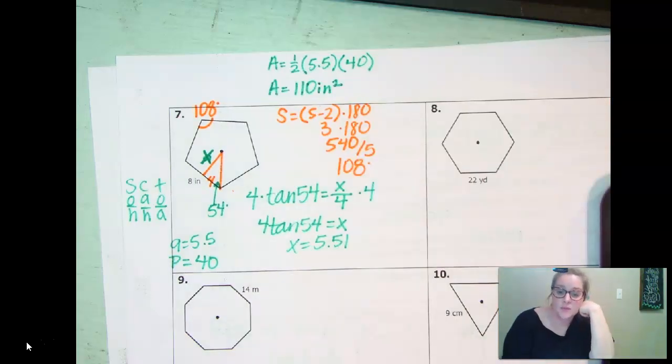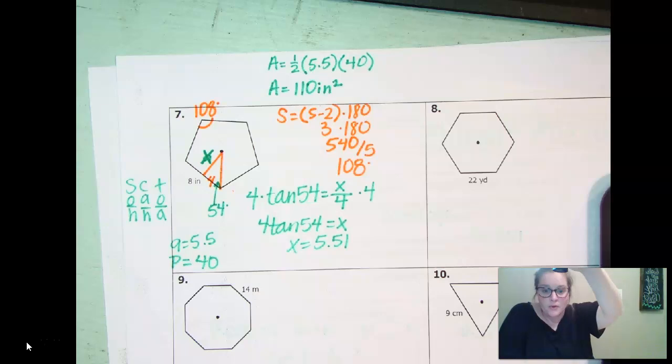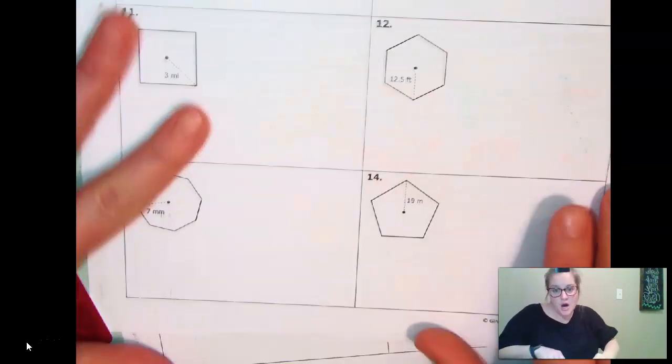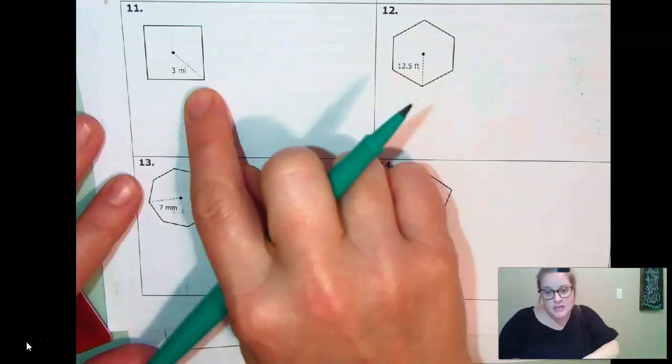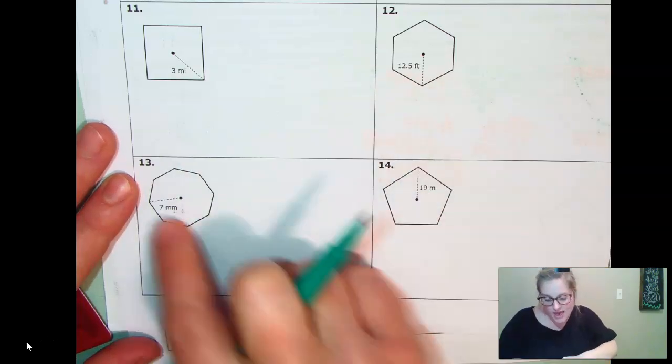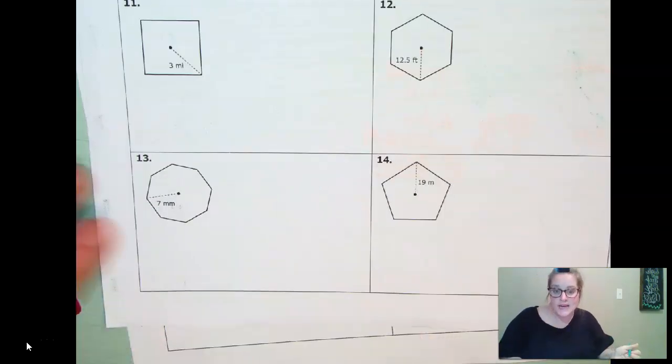So that's how you would do it if you are missing the apothem. Okay, you're still using that right triangle. This one we just used SOHCAHTOA because that's what we were given. Okay, the next four down here below are giving us the radius. You can see each one of these connects to a vertex, which means they are the radius. So we need to draw the apothem.